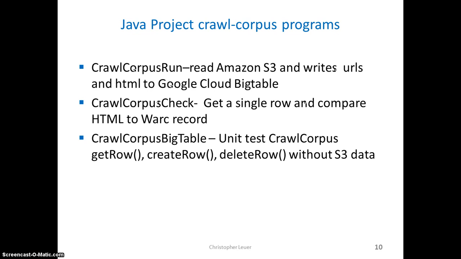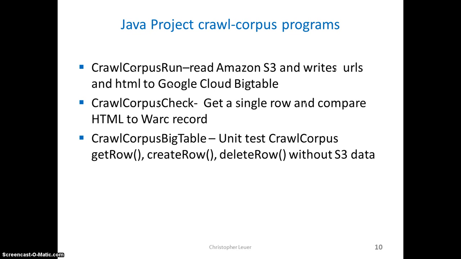There are 3 runnable programs that I provide in my source code. The first is crawl corpus run. This is the main one, which will read the Amazon data, read the work files, uncompress them, and then write to the Bigtable. The name of the table, they call it a tablet, but it's the same thing, is crawl corpus tab.